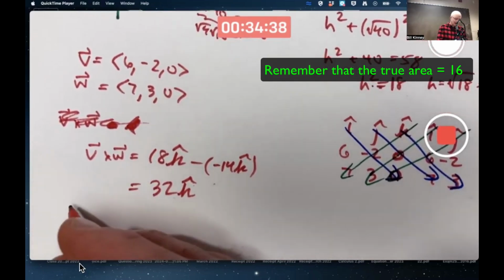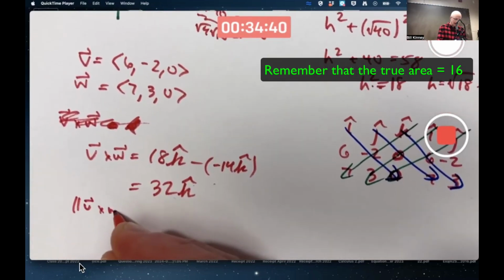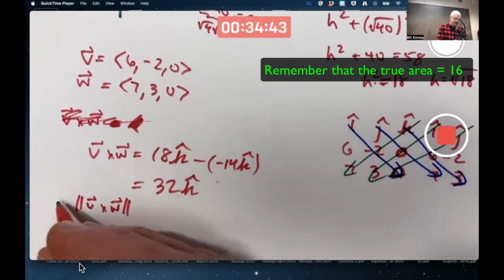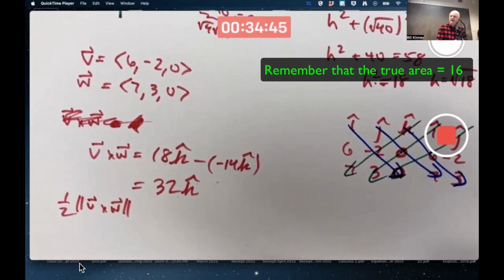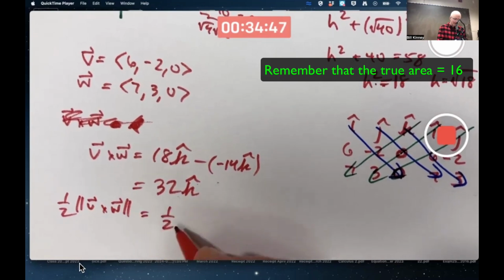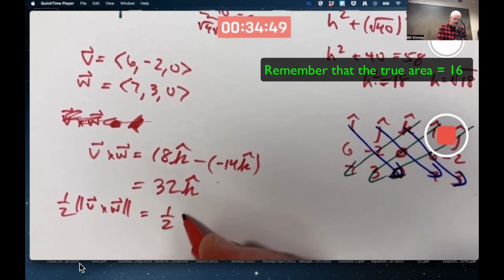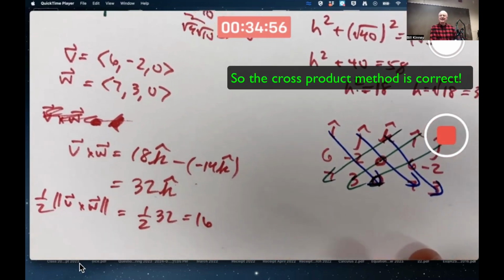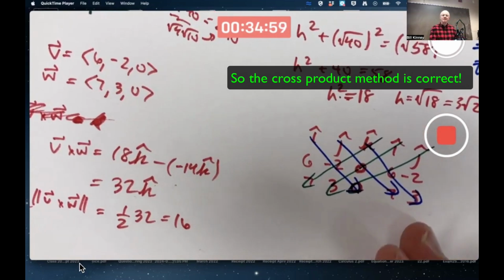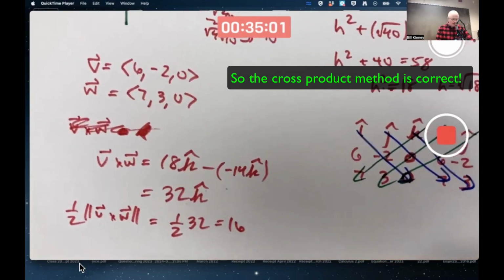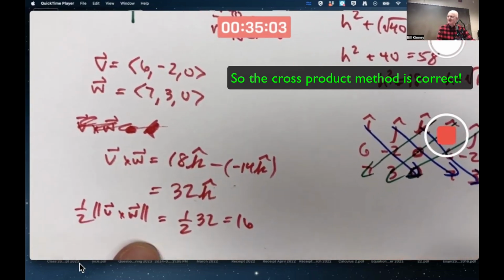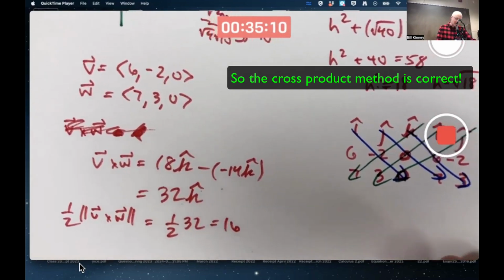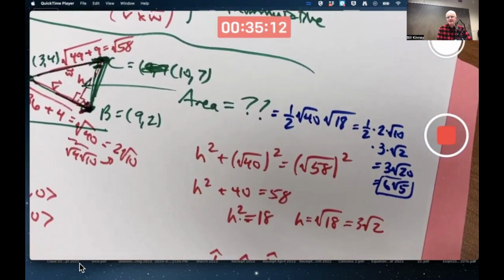What's the magnitude of that vector divided by 2? 1/2 times the magnitude of this vector. The magnitude of this vector is 32. 16, which didn't get the same answer, so I did something wrong somewhere. It's supposed to be the case that half the magnitude of the cross product is the area of the triangle. Probably my problem is back up here, I'm guessing.